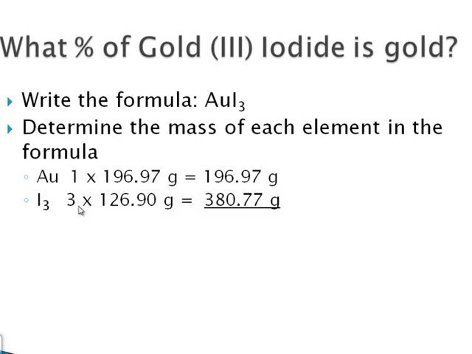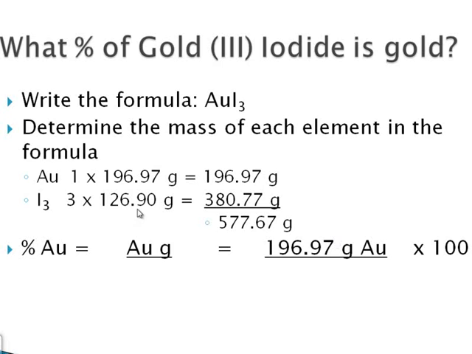I have 3 iodine, so that's 3 times each atom weighs 126.9 grams per mole. Each mole weighs that. Gives me that much contributed by iodine. I total this up and I get 577.67 grams. So that's the formula mass for gold 3 iodide.